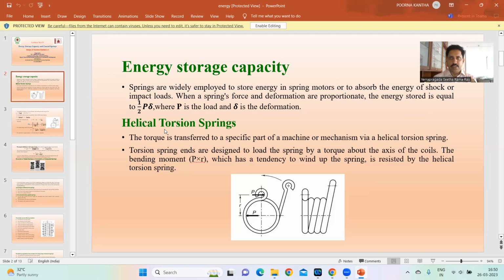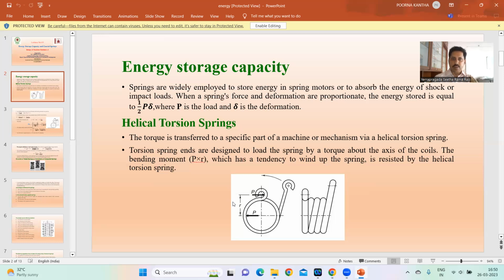In helical torsion springs, the torque is transferred to a specific part of the machine. That is the purpose here. Why a helical spring? The torsion springs are designed to load the springs by torque about the axis of the coil. Here you are applying the torque about the axis of the coil, and the torsion spring ends are designed to load the spring by torque about the axis of the coils.